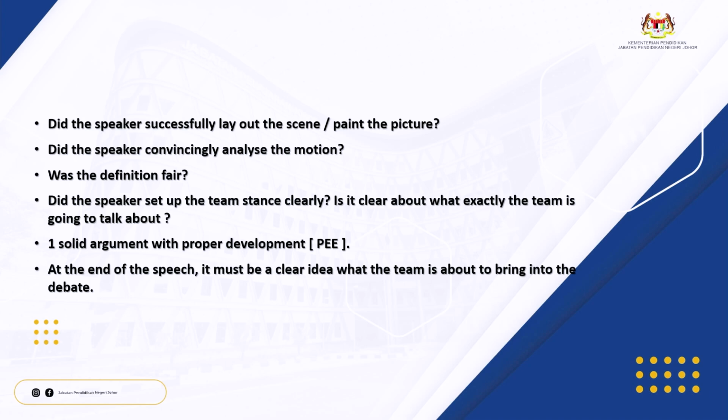Next question, did the speaker convincingly analyze the motion? Next one, was the definition given fair by both sides, the government as well as the opposition? Next, did the speaker set out the team stance clearly? Is it clear about what exactly the team is going to talk about? And then the next one, solid argument with proper development. This is for the first speaker.